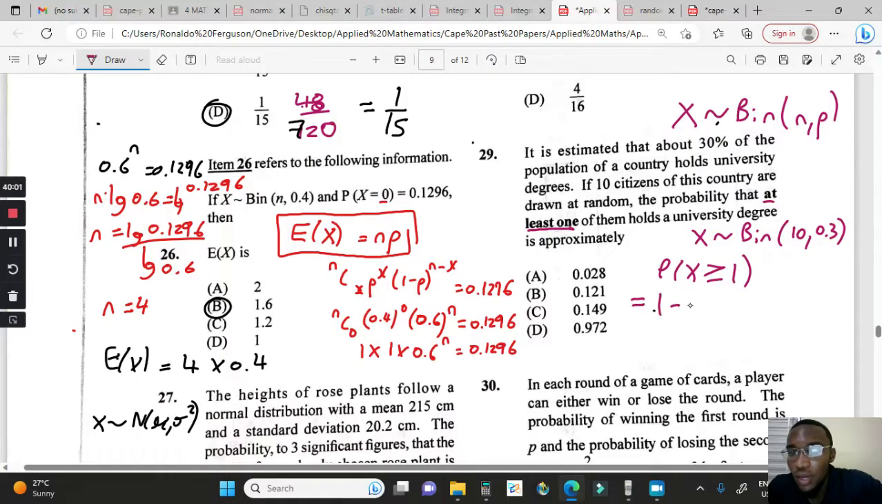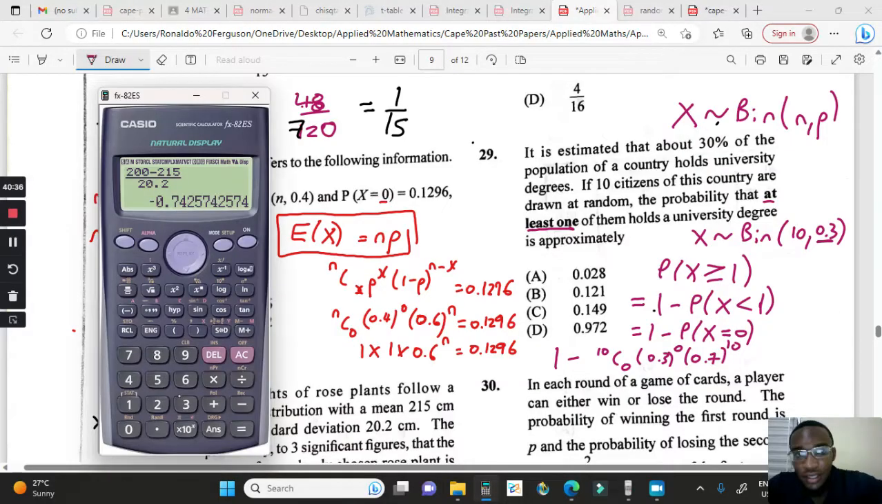This is then going to be 1 minus the probability X is less than 1. In other words, we're going to find 1 minus the probability X equals 0. Remember the binomial formula, written in red again: nCx, n is 10, so 10 choose 0, p is 0.3, so 0.3 to the 0 times 0.7 to the 10. So 1 minus all of that, put it in the calculator.